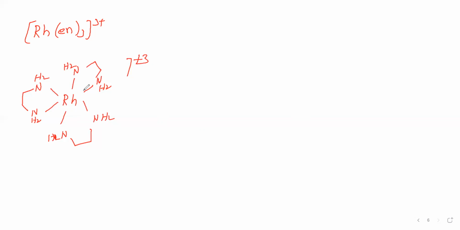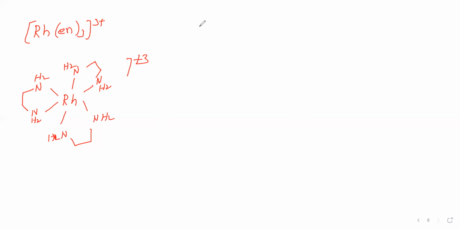For this, all the ligands, all the donor atoms are nitrogen. Then how to say which are adjacent, which are against, which are across? Can we say? No, we cannot say. Therefore, here geometrical isomerism we cannot say. We cannot say geometrical isomerism for this.